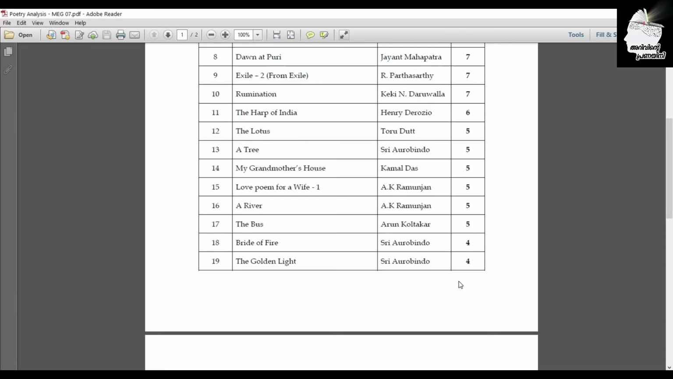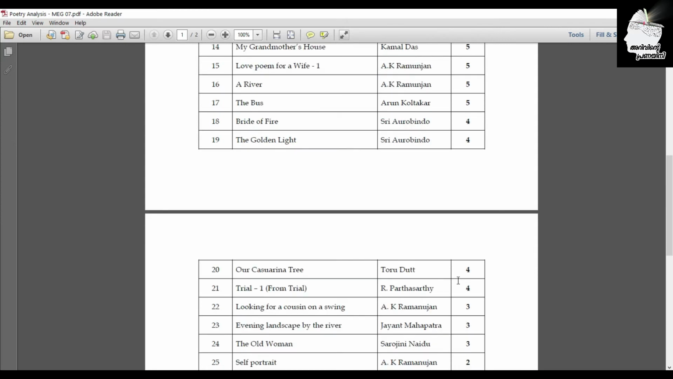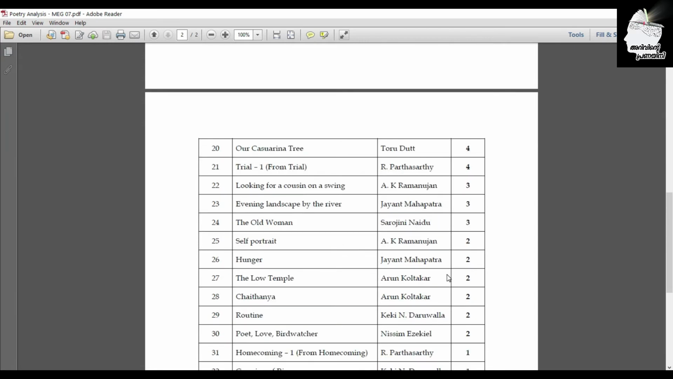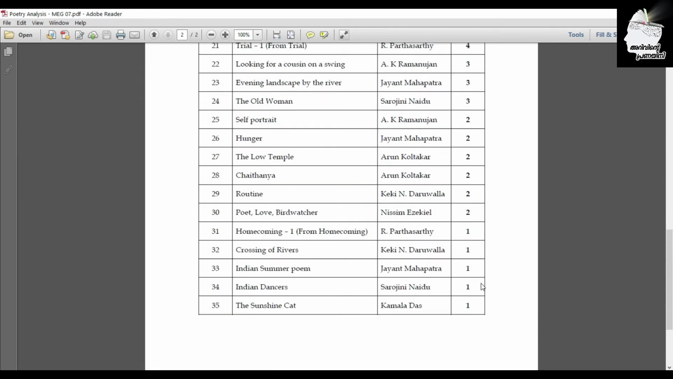Bride of Fire, Sri Aurobindo's, 4 times. Then The Golden Light, Sri Aurobindo's, 4 times. Our Casuarina Tree, Toru Dutt's poem, 4 times. Trial, R. Parthasarathy's poem, 4 times. I think you can select from these 35.